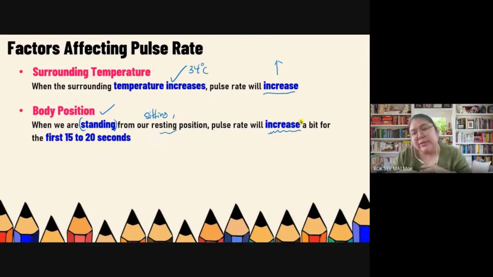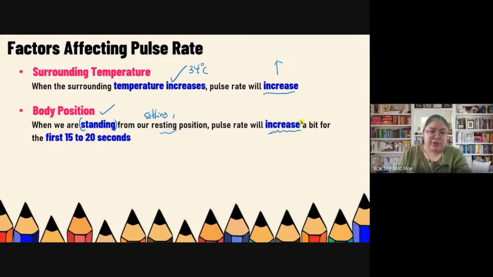Okay, if I sit down and rest, then I check my pulse rate, how many? You were suddenly standing, so the pulse rate changes. After you stand and then rest, the pulse rate goes back to normal. So this is body position. If you are lying on the ground, it is also different. So this one is body position.